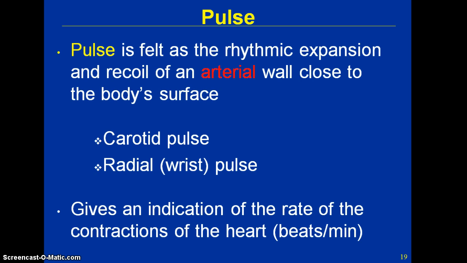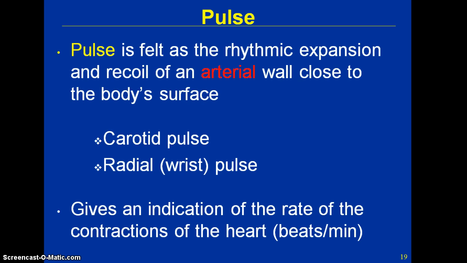Pulse. We know that arteries have the ability to expand and recoil because they have a lot of elastic tissue within their walls. And we know that arteries always carry blood away from the heart because the heart is generating force when it contracts. That force of blood is transferred onto the wall of the arteries, and so causes that expansion of the arterial wall and then the recoil, and that can be felt at certain points along the body.